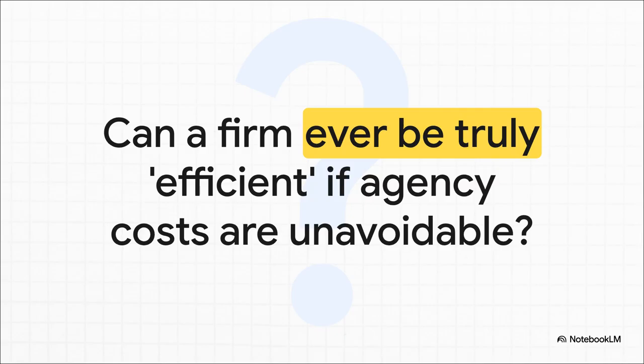So I'll just leave you with this final thought. If agency costs are just an unavoidable, fundamental part of people trying to work together, as real a cost as paying for labor or materials, then can any organization ever be truly efficient in that perfect textbook way? It's a deep question that challenges a lot of our basic assumptions.